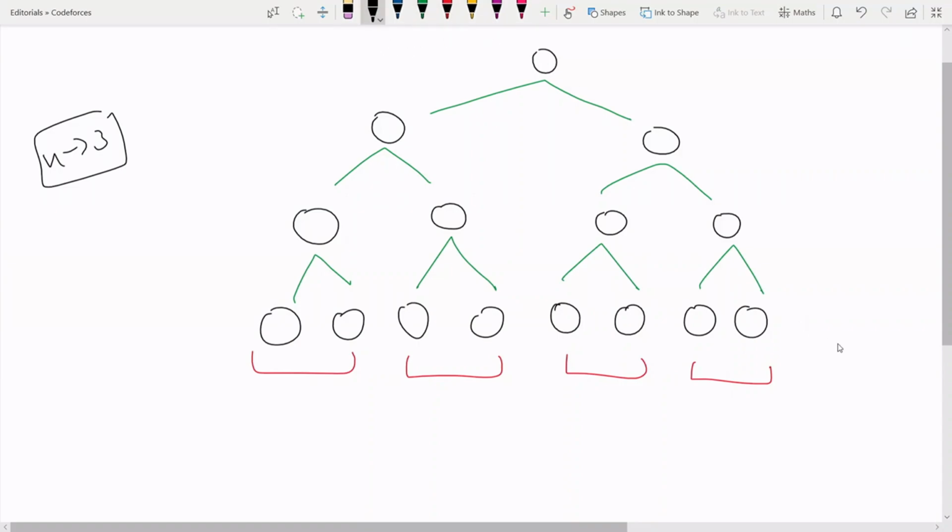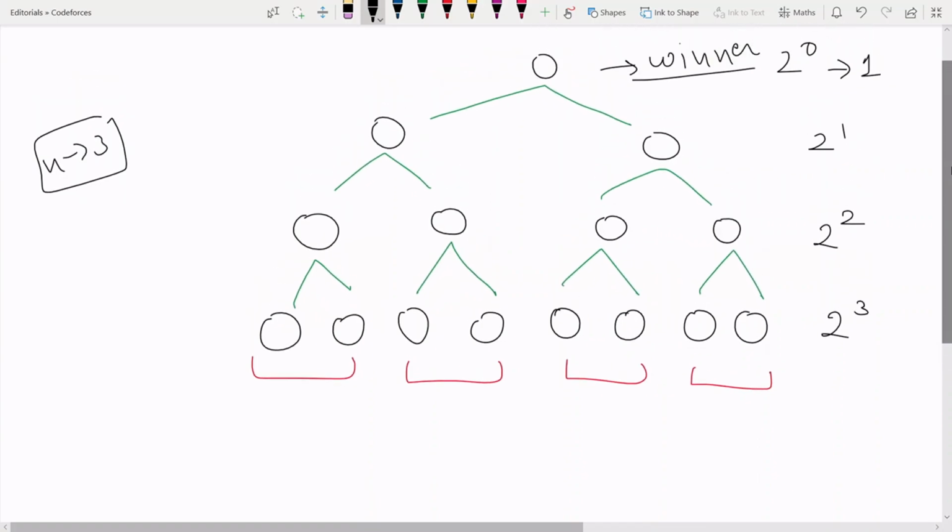As you can see, there are 2 to the power 3 participants. The number of participants gets halved, because in one match one gets through and the other gets eliminated. So it will be 2 to the power 2, 2 to the power 1, and 2 to the power 0, which is 1. So this will be the winner of the tournament.